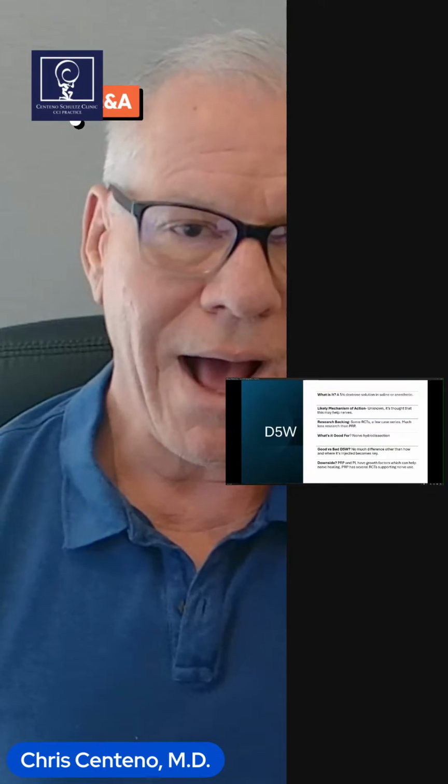D5W, this is a 5% dextrose solution in saline or anesthetic. The good news is it's now not toxic to nerves. There's some theories about how it may help nerves. It's really unknown how that works. There's lots of theories, though. The research backing is a bit less than even prolotherapy, and it's really good for nerve hydrodissection. Sometimes it'll be used in epidurals as well.